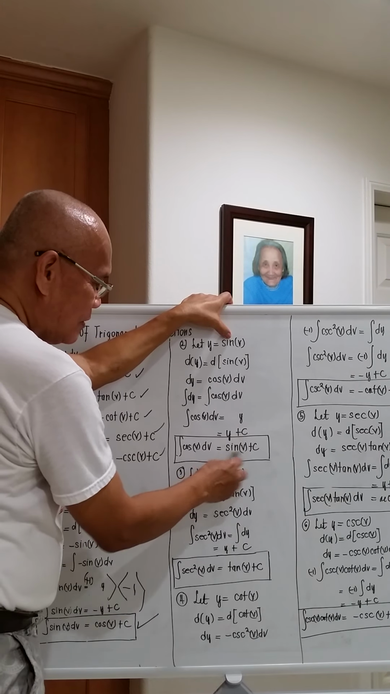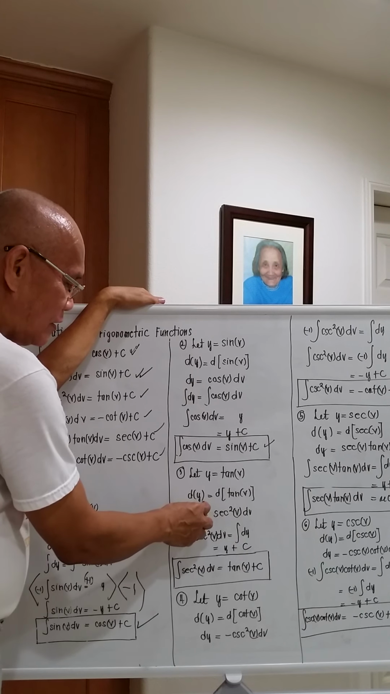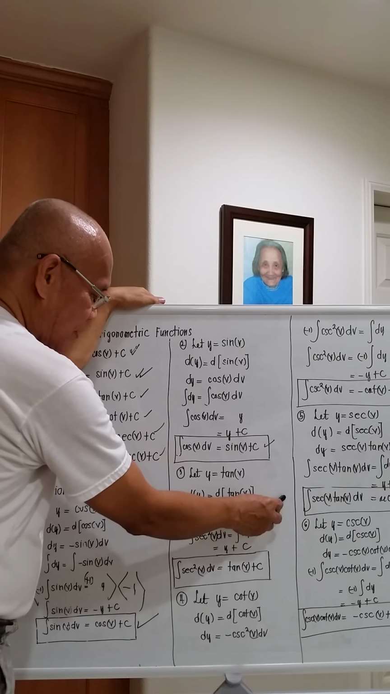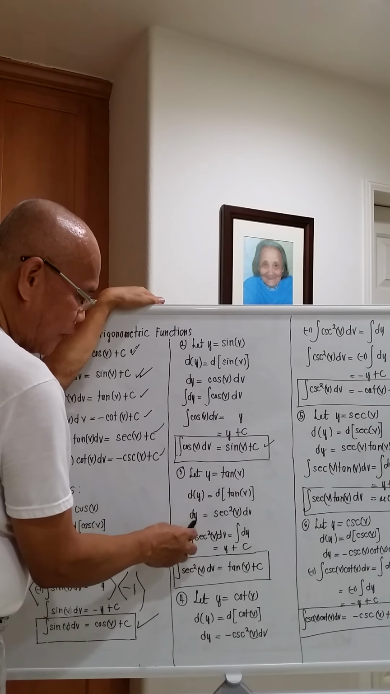Number 3. We let y equal to tangent of b. Take the differential of both sides. The differential of y equal to the differential of the right hand side. The differential of y is dy. The differential of tangent is secant square, okay? So it should be secant square of b dv. Then take the integral of both sides.